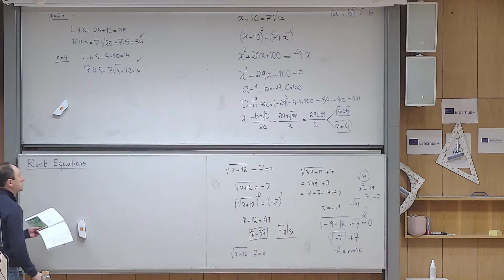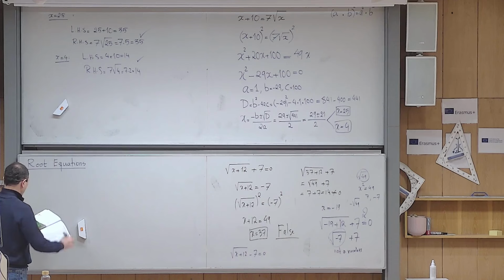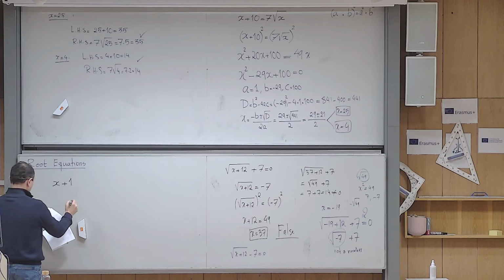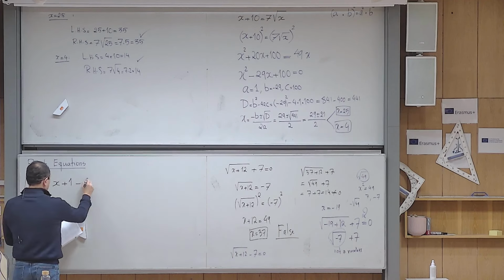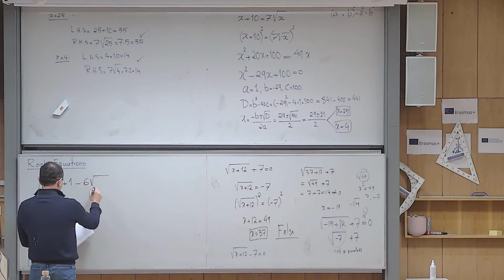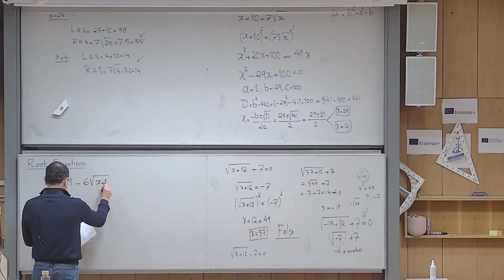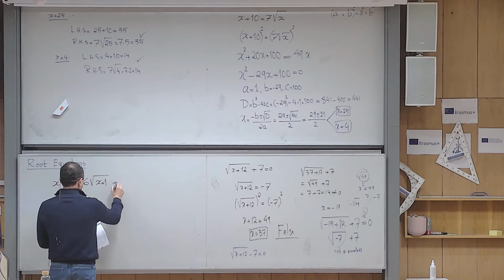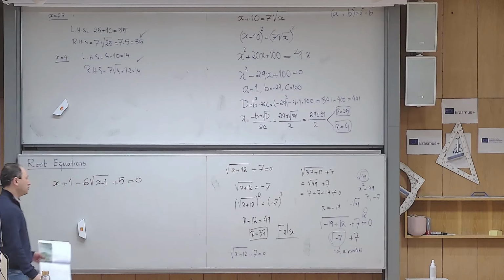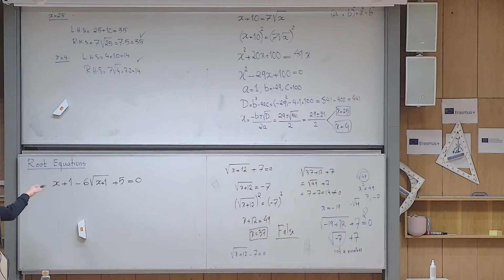So this is the question: x plus 1 minus 6 times the square root of x plus 1, and then plus 5 equals 0. I think, of course, this is a little bit of a big gap, but I think you can manage it. It's not hard. Let me wait for you a little bit.